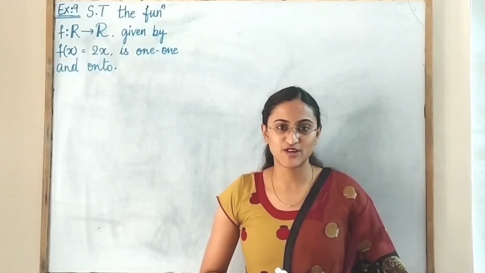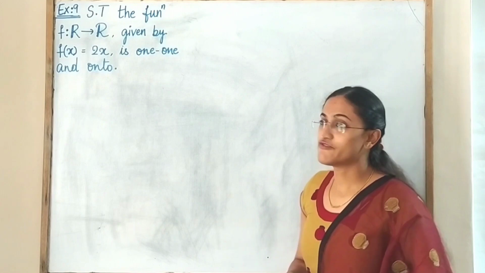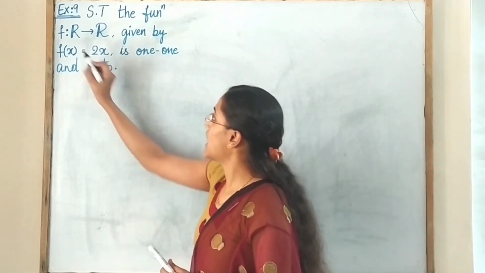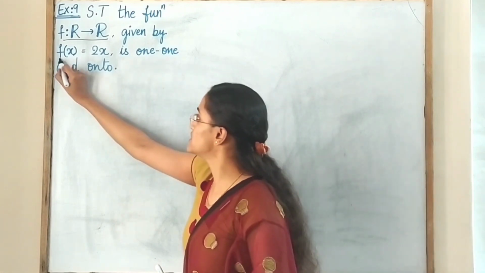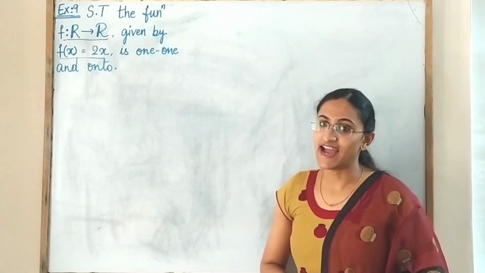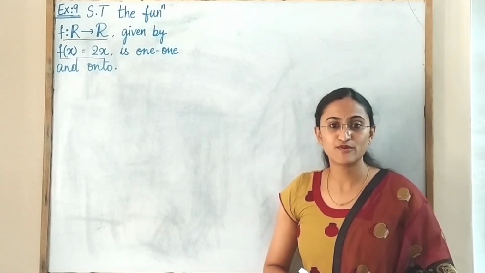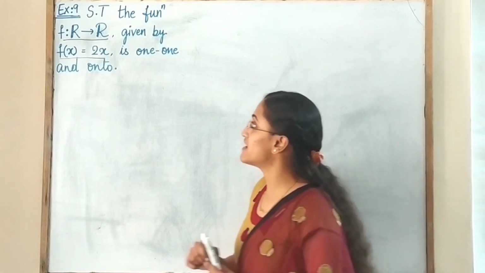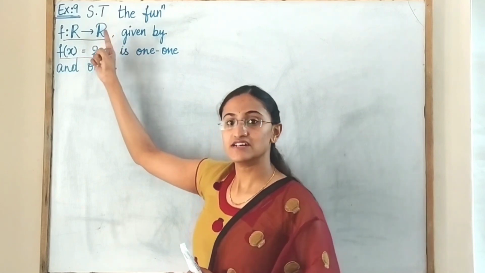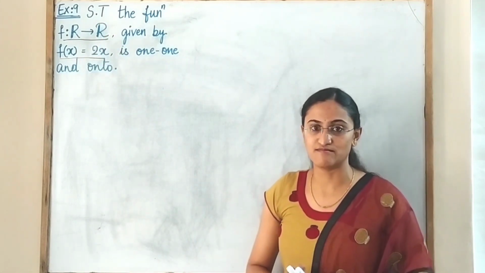Look at the second problem. Show that the function f from R to R given by f of x is equal to 2x is one-one and onto. Actually the same problem or the same function as the previous one, but the function is defined from the real number set to the real number set.